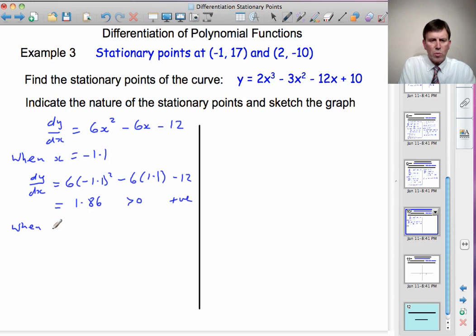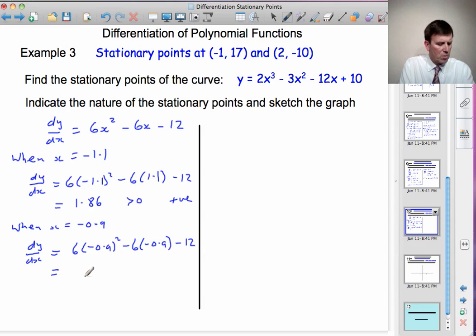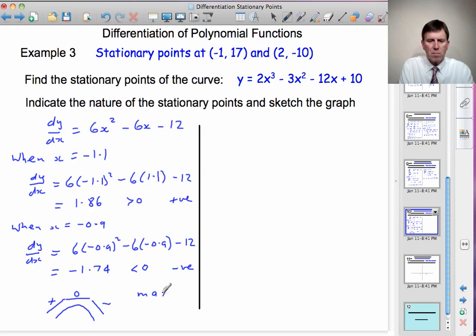If we move just to the right of the turning point, when x equals minus 0.9, so I'm just adding 0.1 on to the minus 1, in that case, dy by dx is equal to 6 times minus 0.9 squared minus 6 times minus 0.9 minus 12. And that comes to minus 1.74, which is less than 0, it's negative. So we have a situation here where as we go from left to right through the stationary point, we've got a positive gradient, then at the stationary point it is 0, and then after the stationary point it's negative. And that describes a maximum. So we have a maximum at the point minus 1, 17.